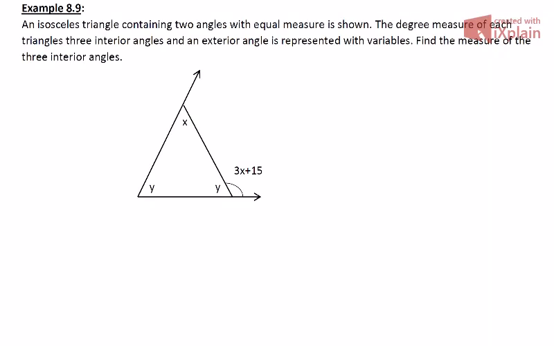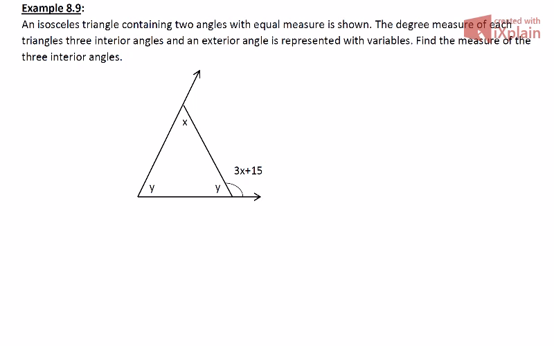Example 8.9 brings us to the end of section 8 and the last example for application. It says here an isosceles triangle containing two angles with equal measure is shown. The degree measure of each triangle's three interior angles and an exterior angle is represented with variables. Now, with all of that said, the picture describes everything that's there. So it then says find the measure of the three interior angles.